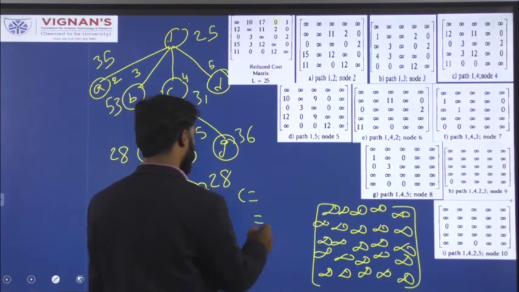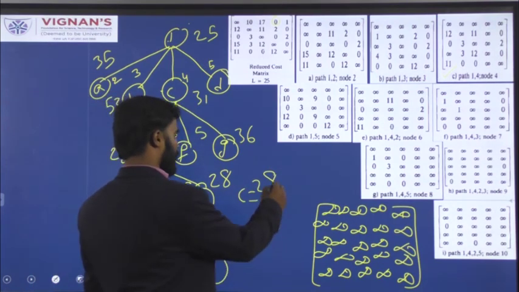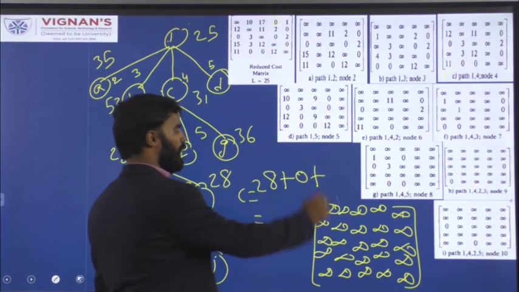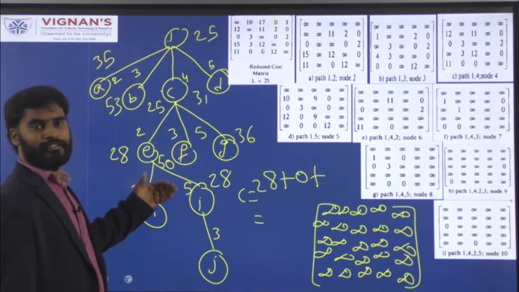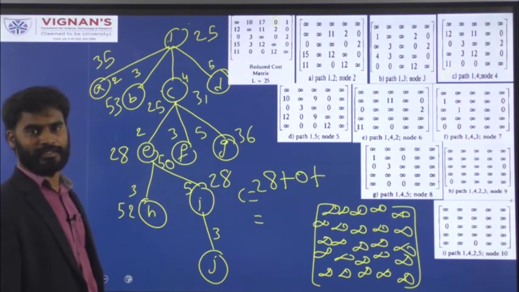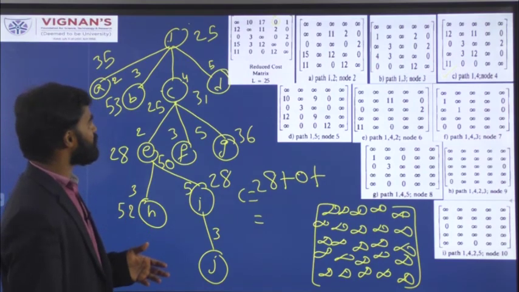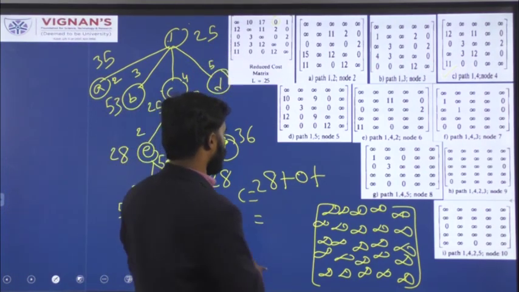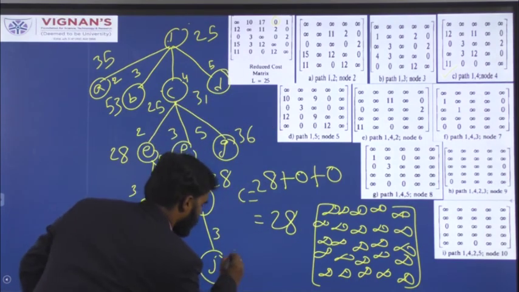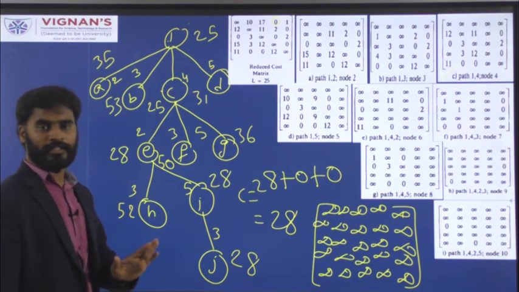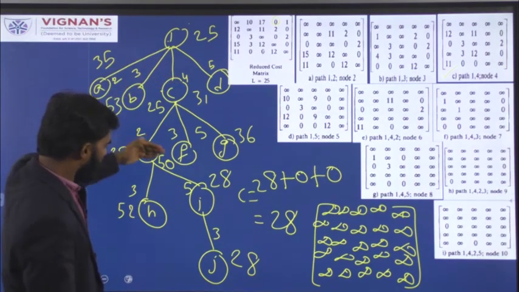So the total cost is the cost of its parent, which is 28, plus the cost of reduction, which is 0, plus the distance from I to j. I is representing 5, j is representing 3. So the distance from 5 to 3 is 0. So the cost of j is 28. The path is 1, 4, 2, 5 and 3.